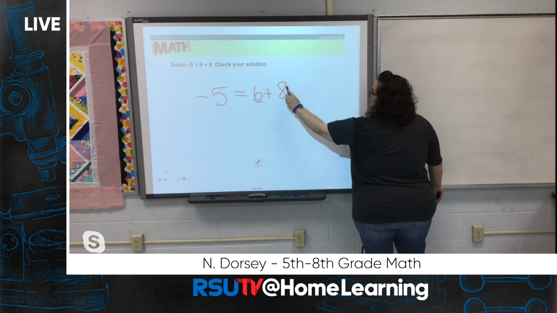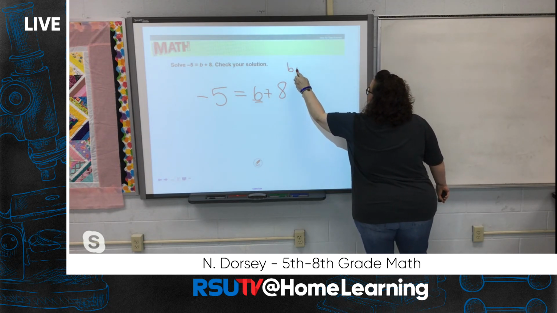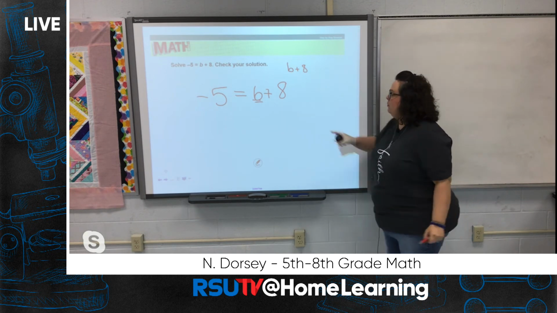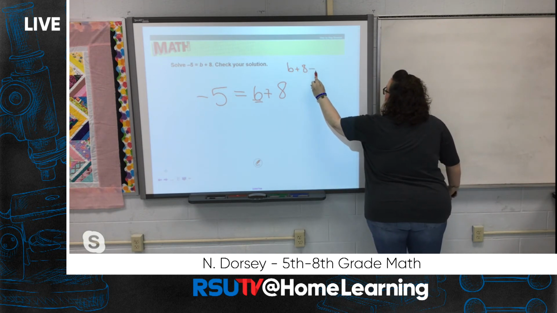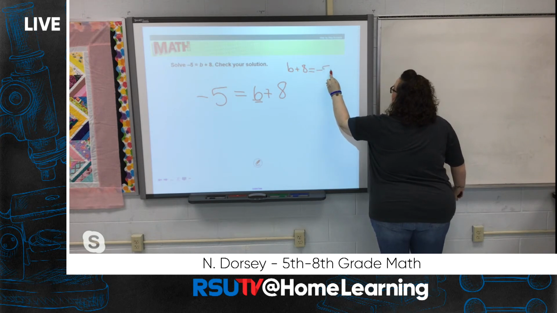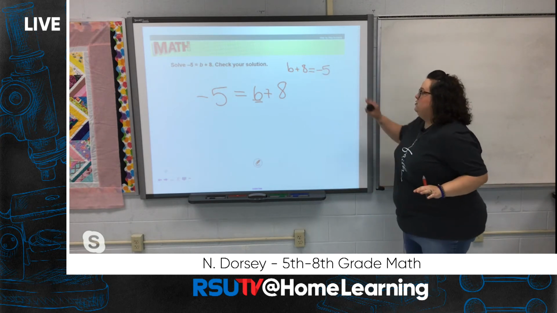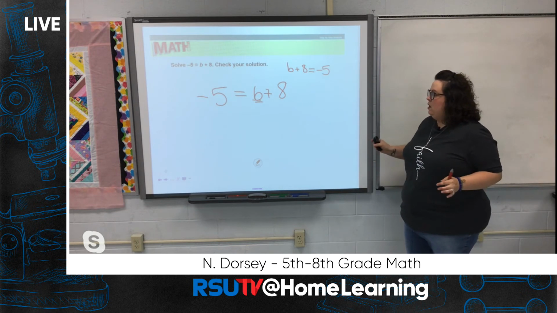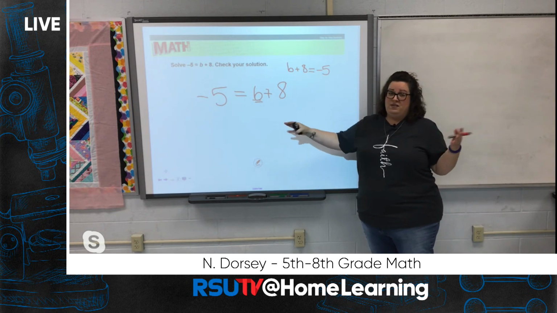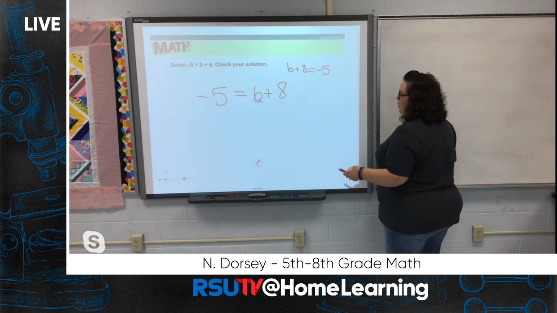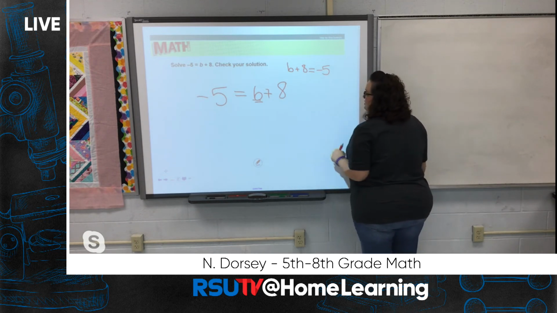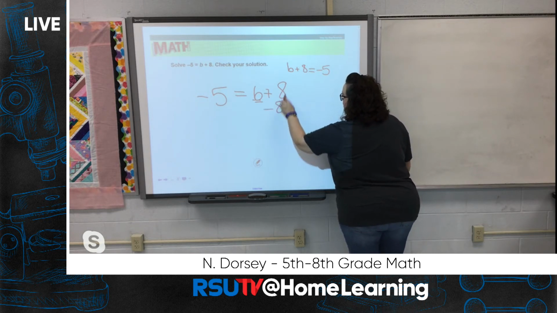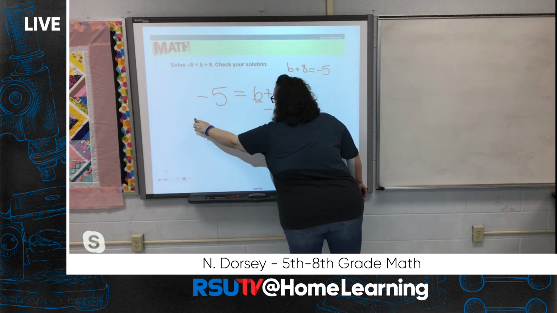So what you could do is you could write b plus 8. See, it didn't change, but bring your equal sign over here and then the -5. Some students will look at that and go, oh, I know how to do that. But I'm going to work it out this way so you can see that it's the same way. So the b is going to stay. The +8 becomes -8. That cancels out and we move it over here.